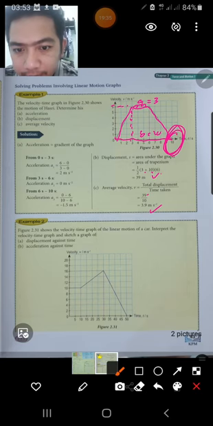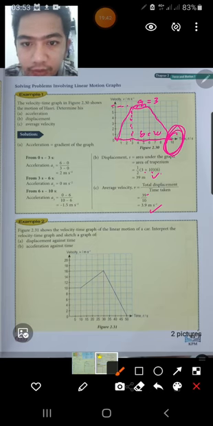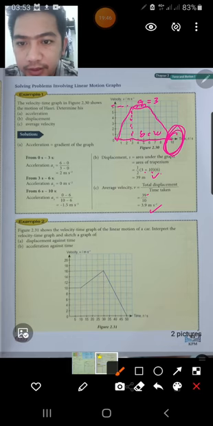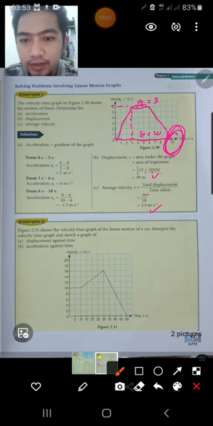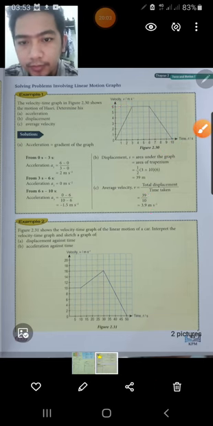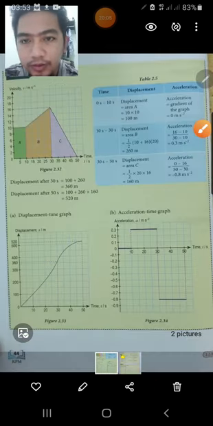And example 2. Figure 2.31 shows the velocity time graph of the linear motion of a car. Interpret the velocity time graph and sketch a graph of... Okay, same question. The first step you have to interpret, then you have to sketch a graph from velocity time graph to displacement time graph and acceleration against time. Look at the solution.